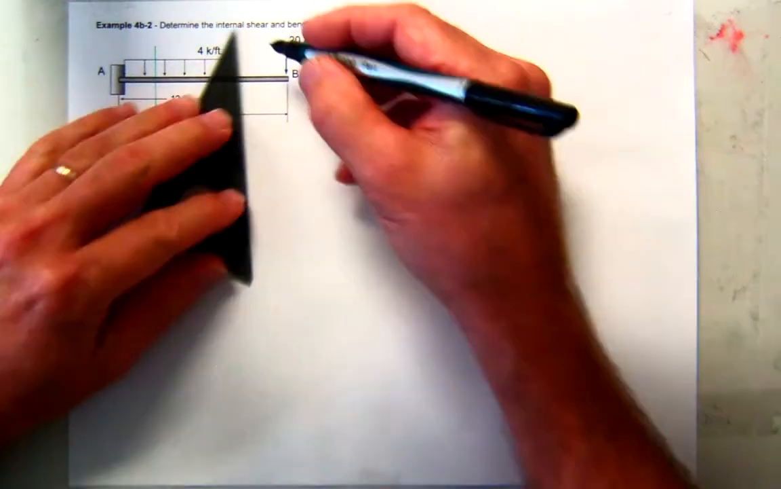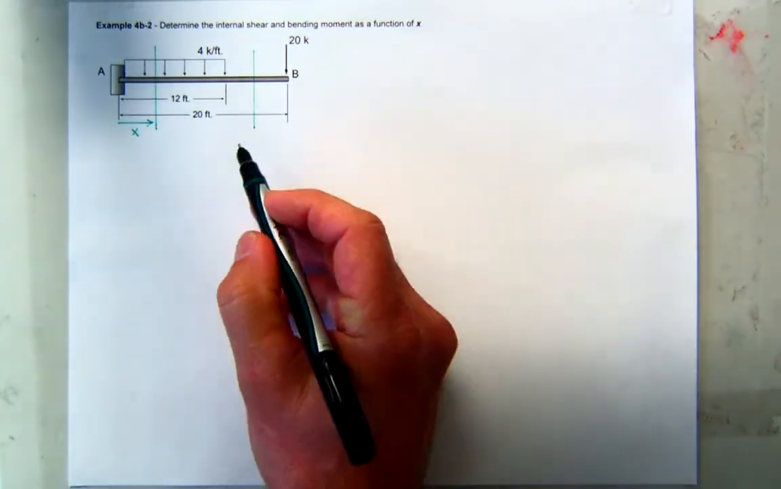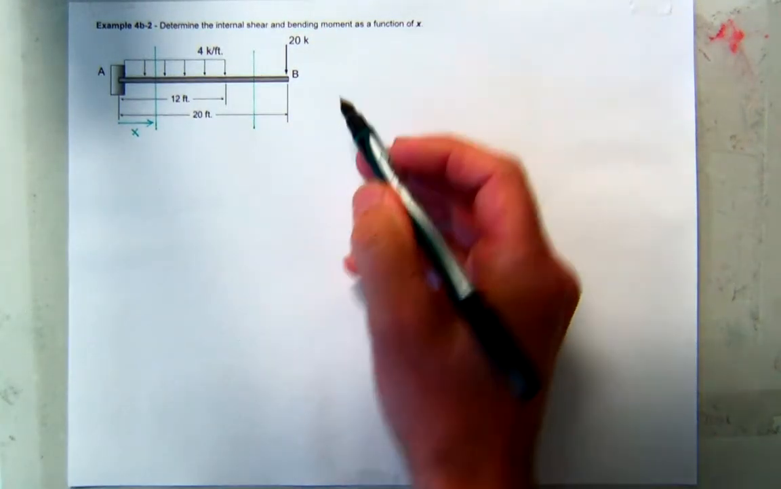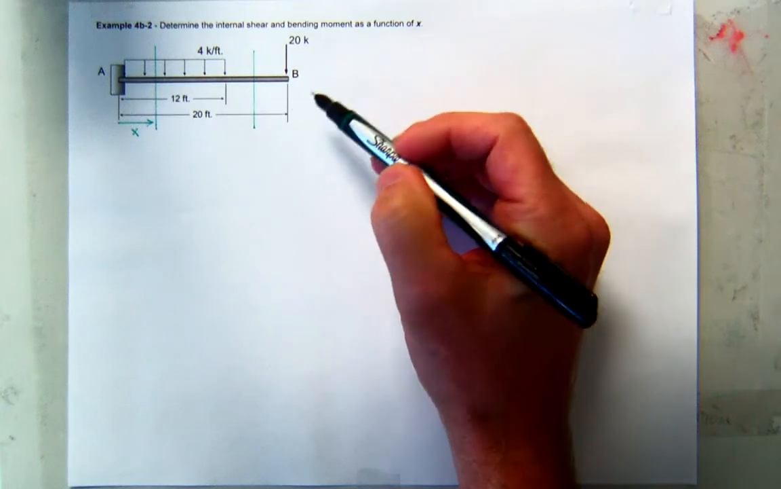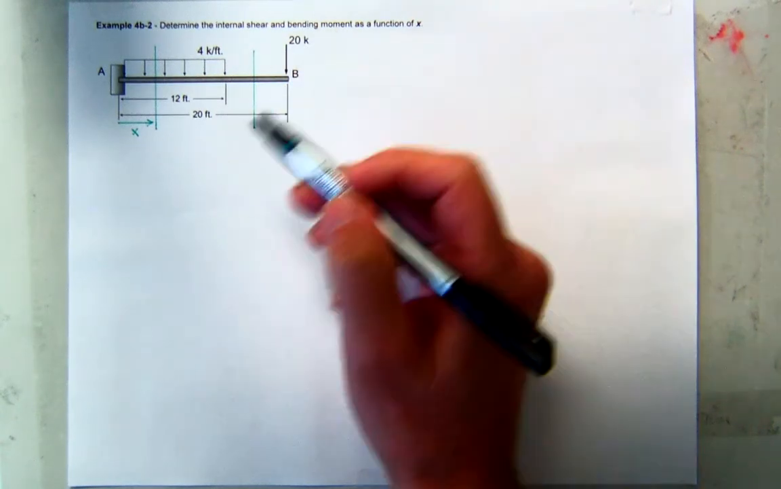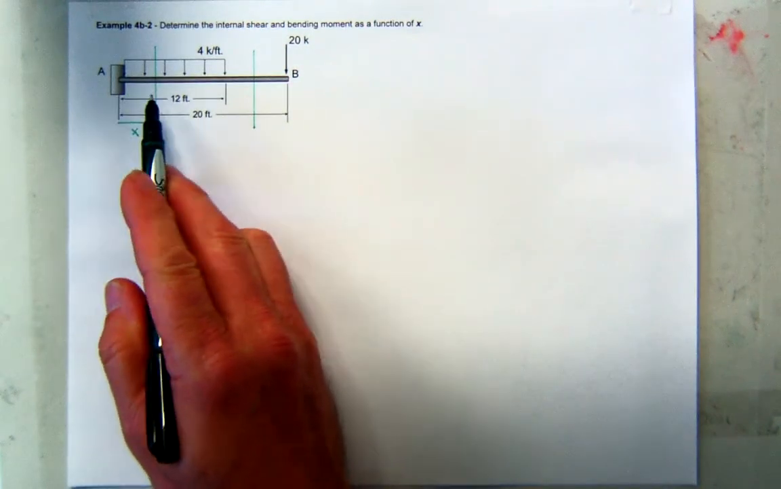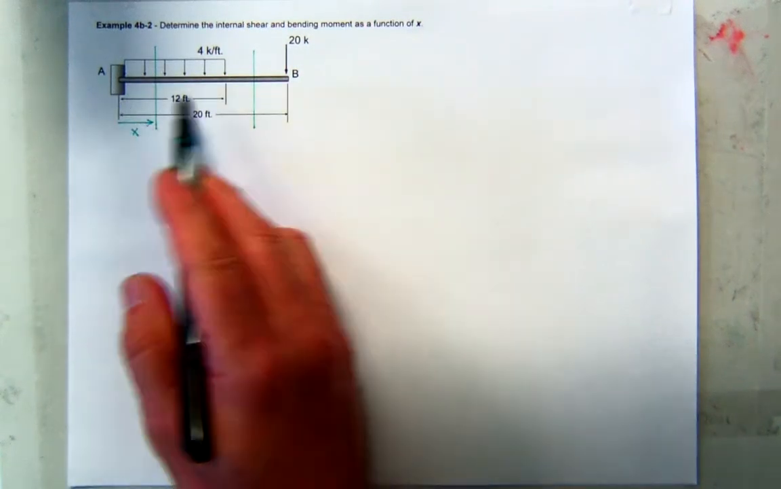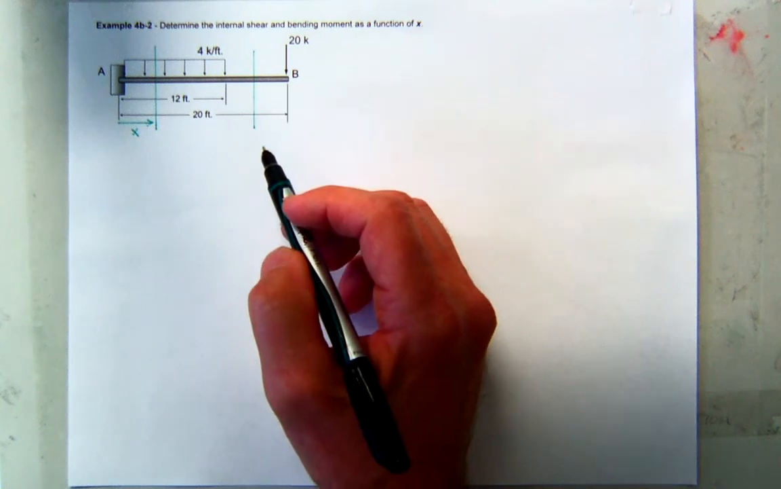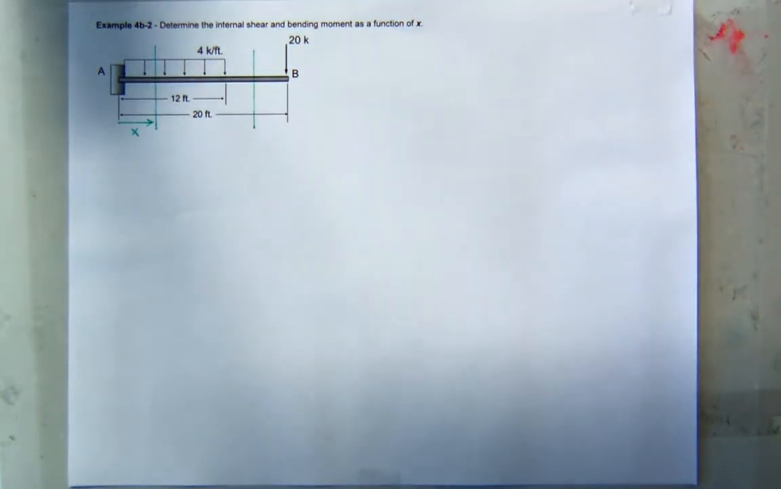But now when I cut it over here between 12 and 20 and decide whether I want to work the left side or the right side, I think you can see the right side is going to be way less complicated. So I'm going to start off using the left-hand part of the section from 0 to 12, and then I'm going to use the right-hand part of the section from 12 to 20. But either way, I'm going to need my reactions to start with.